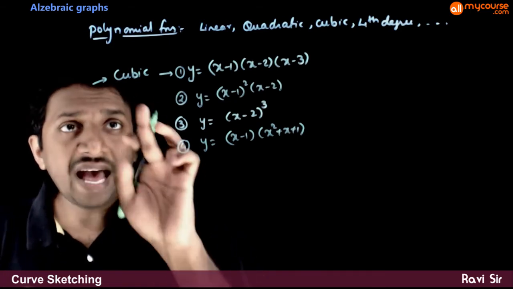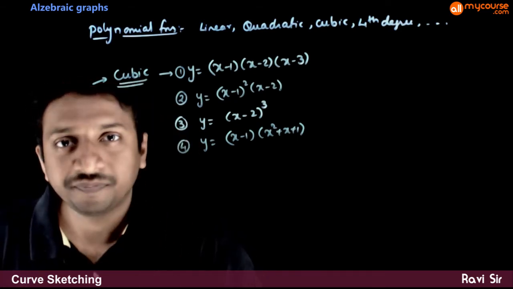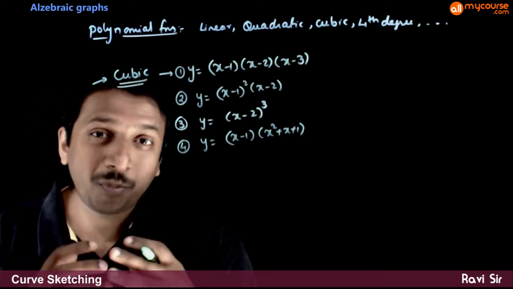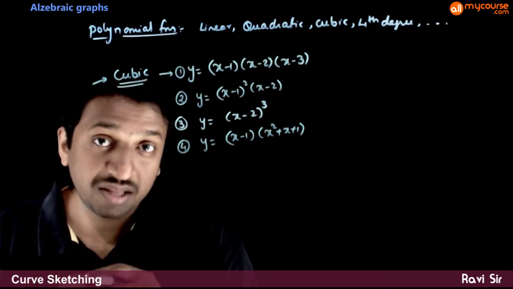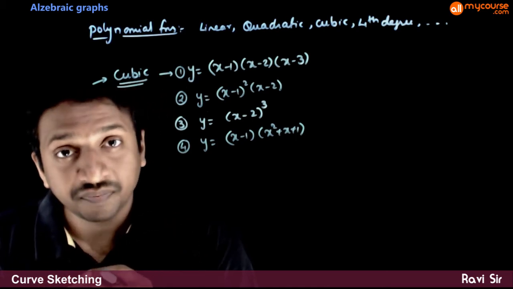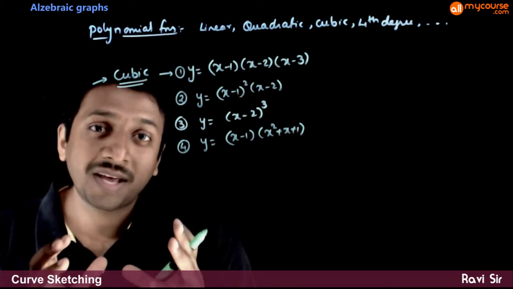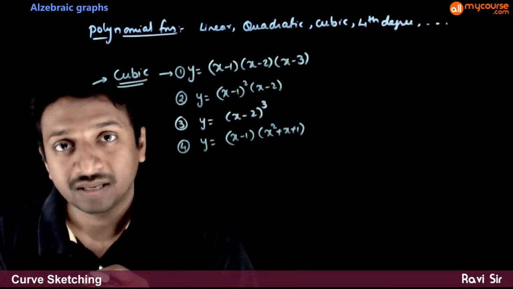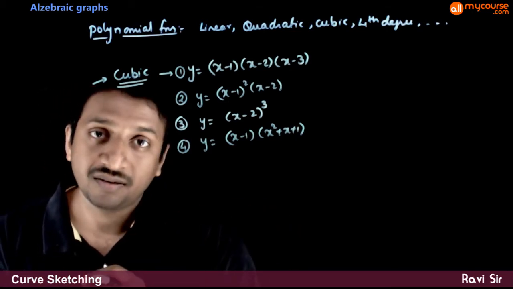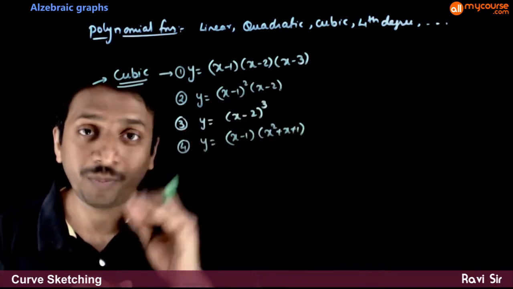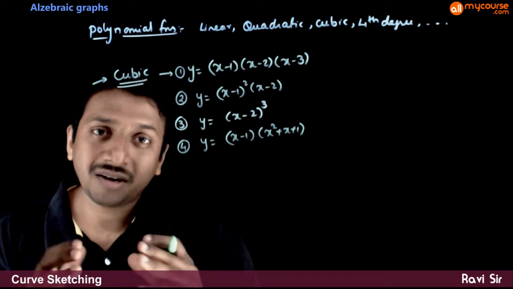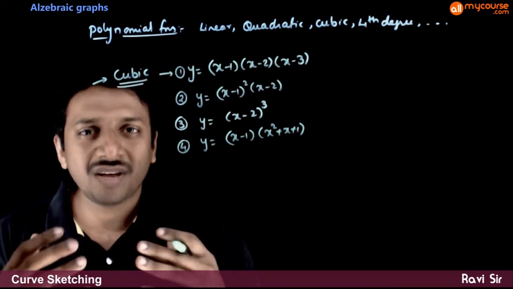Next, if you have a cubic polynomial, there can be two cases. The cubic polynomial can be given in such a way that it can be factorized easily, or it can be given in such a way that it cannot be factorized easily. So let us take the first case. Let us say that you have a cubic polynomial which is already factorized, or which you can very easily factorize.